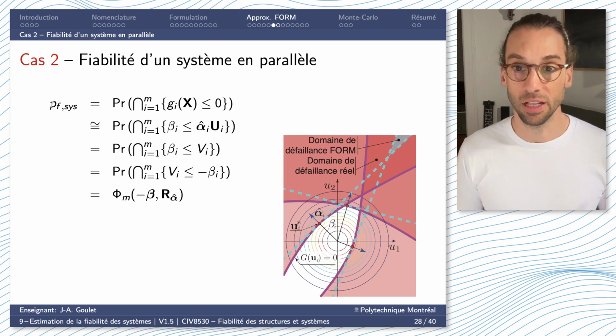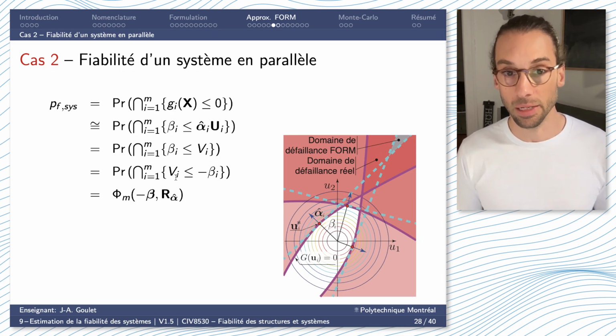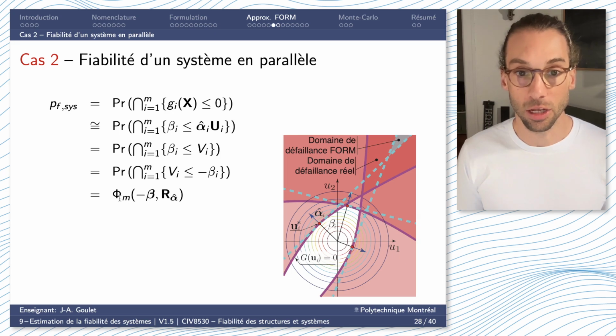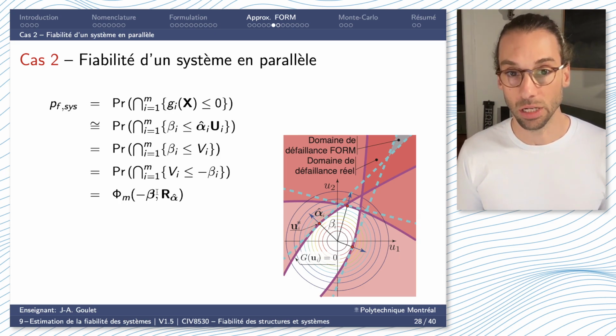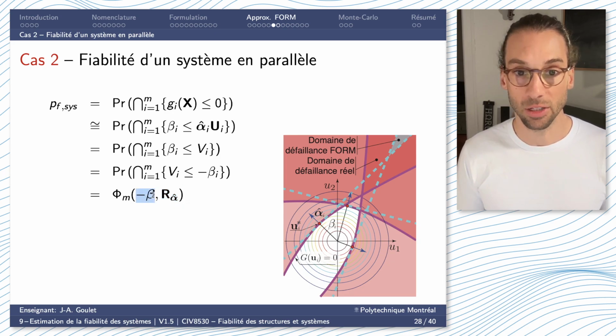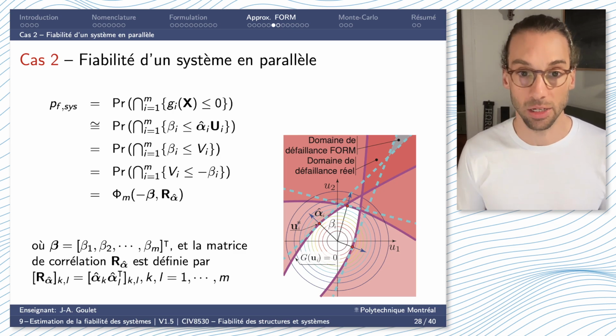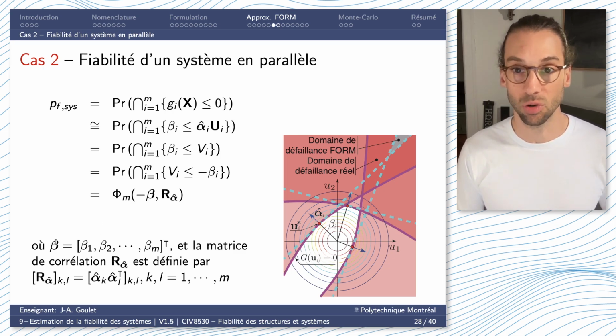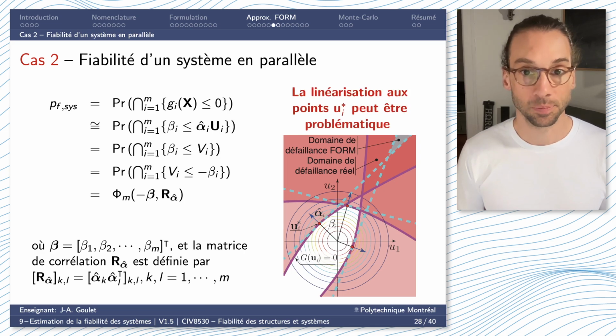So if I express this, I'm going to be able to use the same formulation I used before, saying the probability of failure for a system that is in parallel is going to be the standard normal CDF that is correlated by my R alpha correlation matrix, evaluated for my vector minus beta. And that's going to give me the failure probability for the intersection of my domain, where again, beta is the beta for the individual component, and R alpha is going to be the correlation matrix obtained by the product of all of my negative gradient vectors.